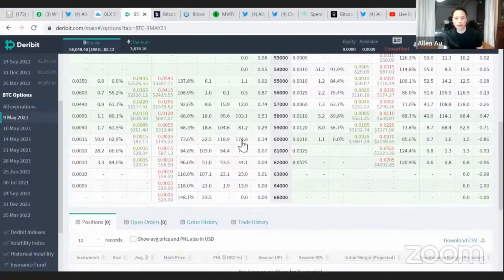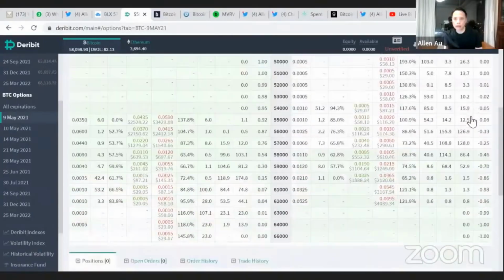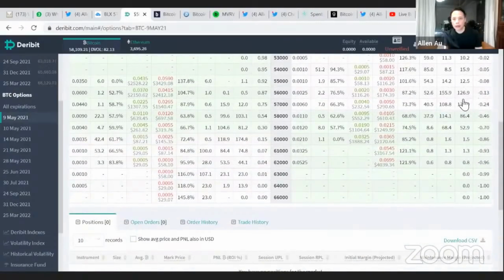So look at, for instance, the 60,000 strike price: you have 174.8 BTC of option contracts outstanding for that strike. That's pretty high, so that's a major resistance. Similarly, if you look at the puts on the other side, the highest one is like 128, and 126, so you can see these are supports. So that's how you read it.